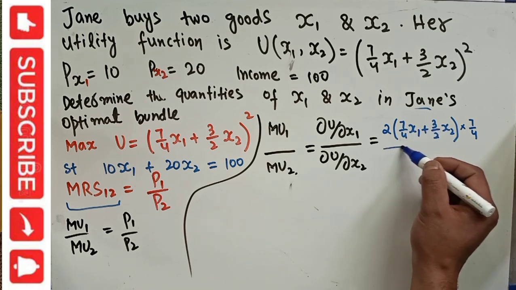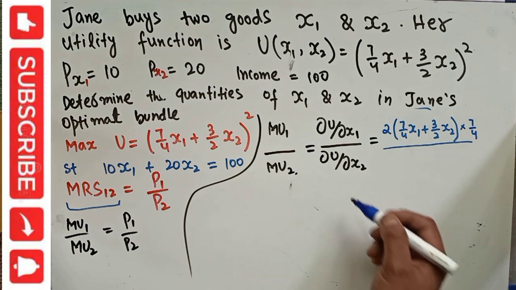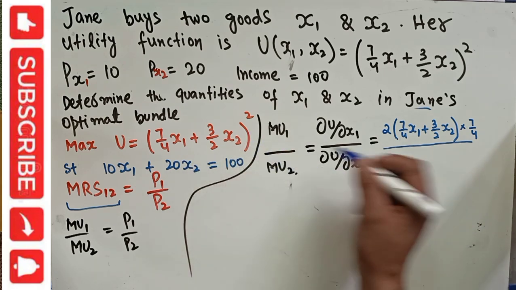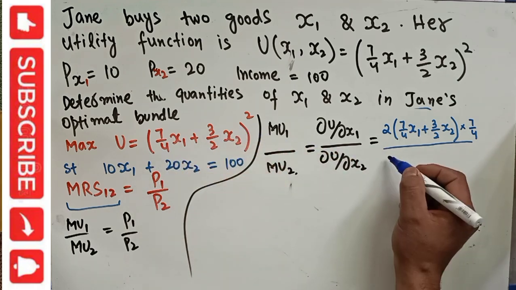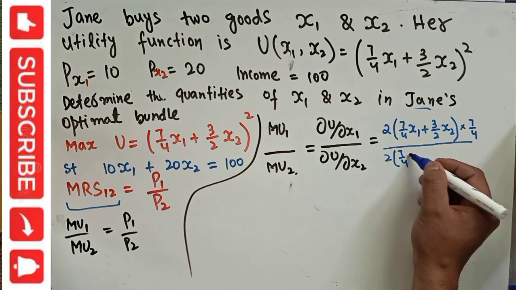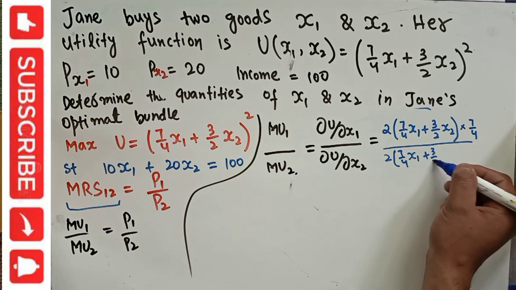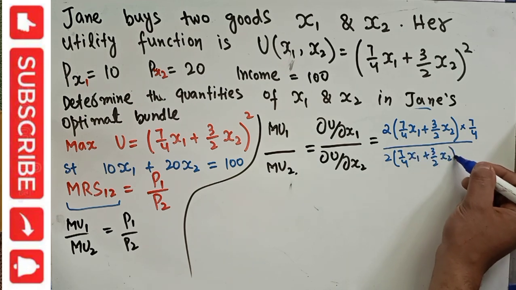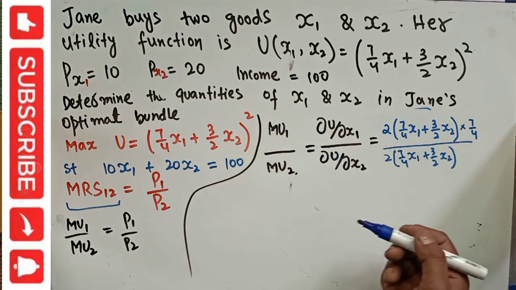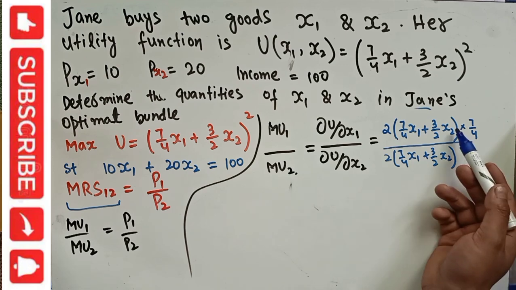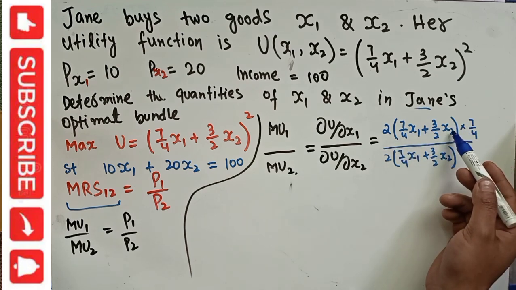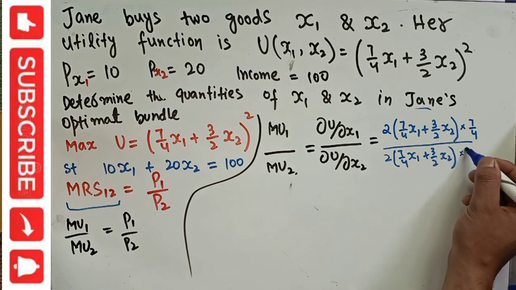Symmetrically, du upon dx2 means partially differentiating with respect to good x2. Again, applying the power function rule, 2 becomes the coefficient, (7/4 x1 + 3/2 x2), and the exponent is subtracted by 1. Then we multiply it by the derivative of x2 which is in the parentheses. The derivative of x2 will be 1, so we will be left with 3 upon 2.